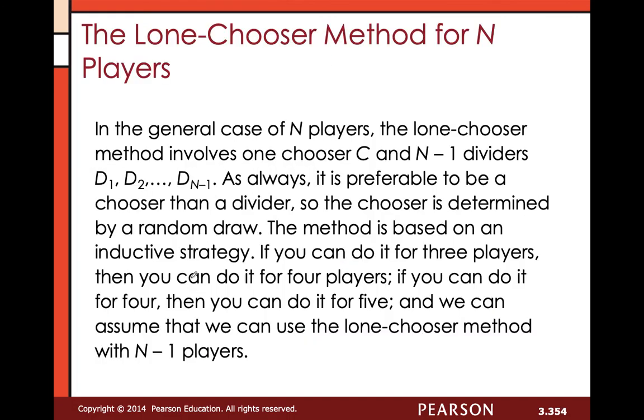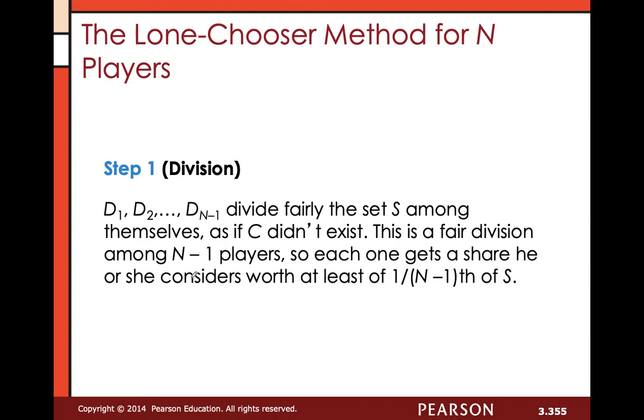Now, in the general case where there's n players, the lone chooser method involves 1 chooser and n-1 dividers. As always, it's preferable to be the chooser than a divider, so the chooser is determined by random draw. The method is based on an inductive strategy. If you can do it for 3 players, then you can do it for 4. If you can do it for 4, you can do it for 5. And as you continue on from that, if you can do it for n-1 players, then you can do it for n.